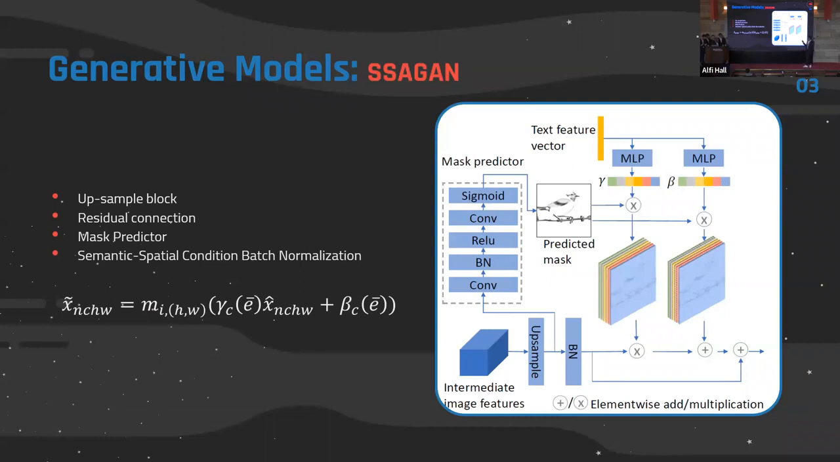The mask predictor takes the upsampled image and predicts a mask that is responsible for predicting which part of the image needs some reinforcement with textual information to achieve more semantic consistency with the input text. More or less, it works like the attention mechanism. The batch normalization makes use of the predicted mask and some affine transformation of the text feature vector with some upsampling in order to achieve the whole fusion of the text and image features as we need in the first place.